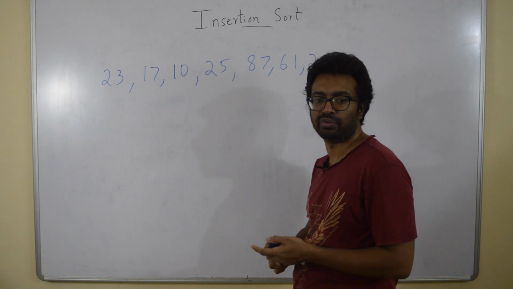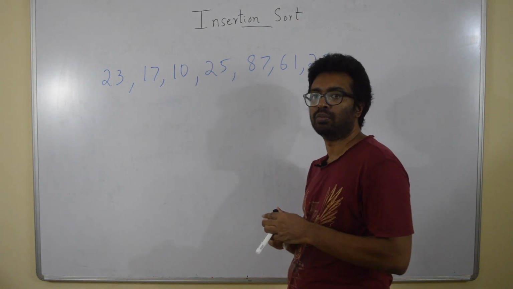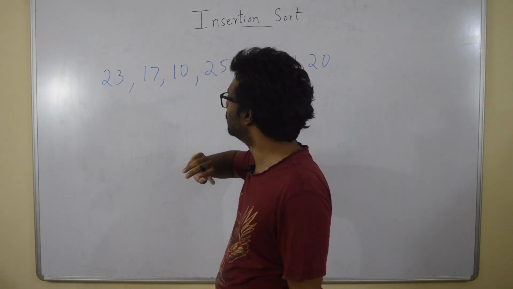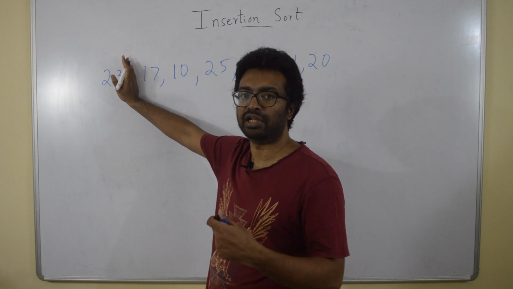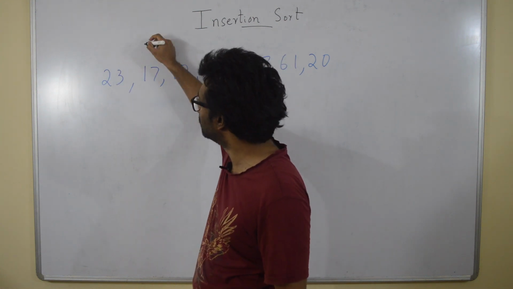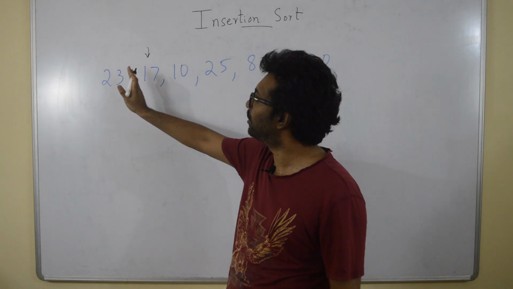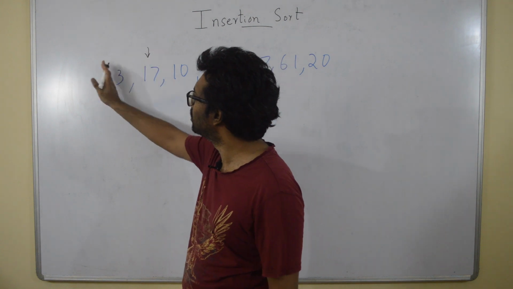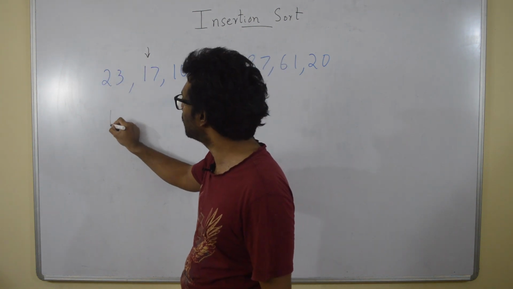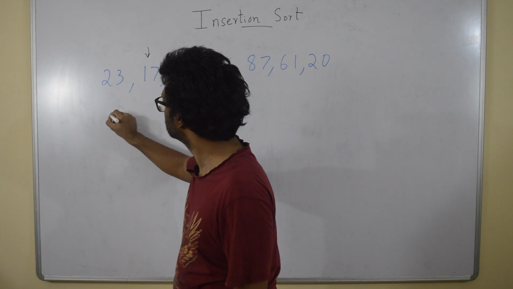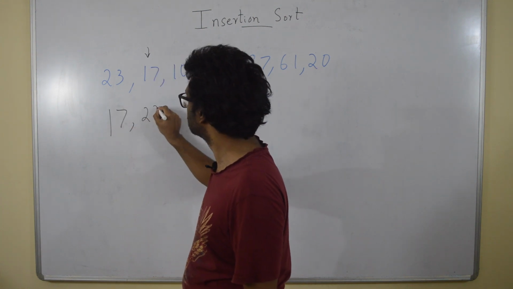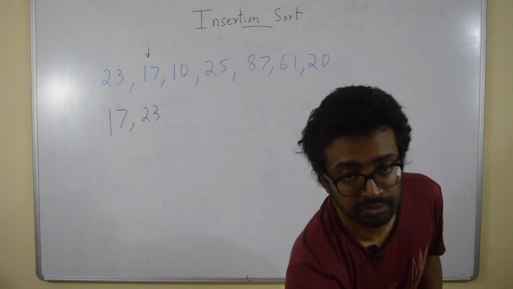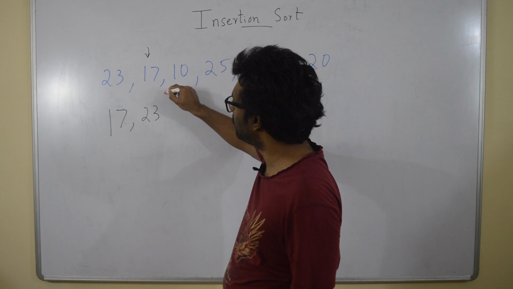So I'm going to write the sequence of what happens at each stage of the sorting. Initially 23 will be considered as a sorted array, and next we move on to this 17. 17 is obviously smaller than 23, and therefore we are going to place 17 before 23. So we will get this. Now this much is a sorted array. We have a sorted array till here.